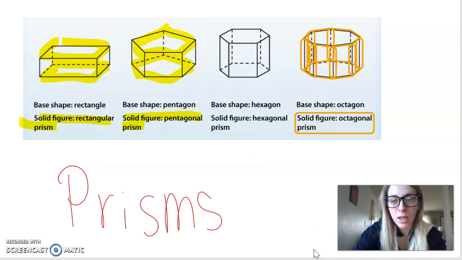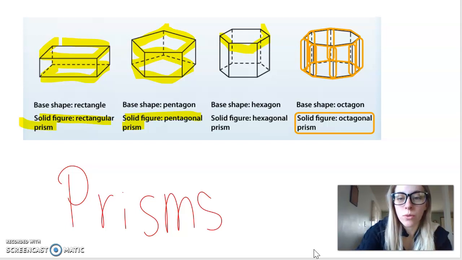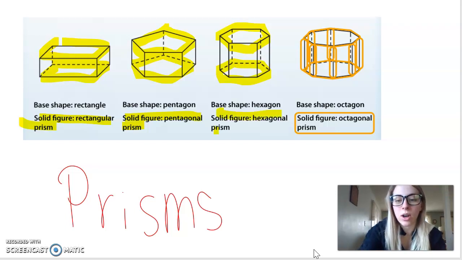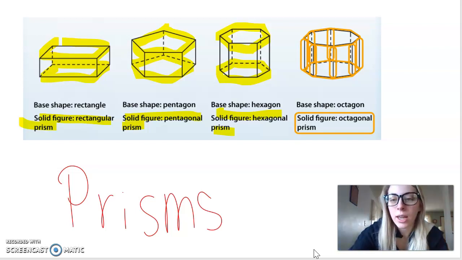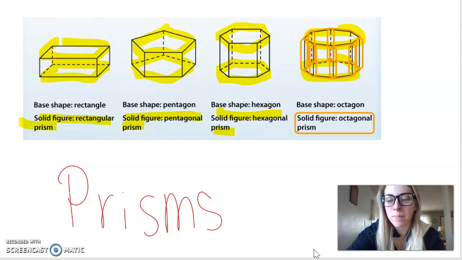Okay, we have 1, 2, 3, 4, 5, 6 sides on top, 1, 2, 3, 4, 5, 6 sides on the bottom. This is known as a hexagonal prism because there is a top and a bottom. Prisms have tops and bottoms, almost like a sandwich. And our last one, fifth grade, we have 8 sides on the top, we have 8 sides on the bottom. Top and bottom again, like a sandwich, octagonal prism is what that is going to be called.